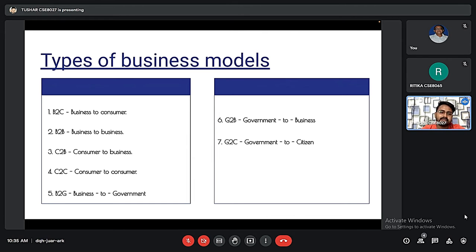Types of business models. In today's scenario, there are seven types of business models. First one, B2C, business to consumer, B2B, business to business, C2B, consumer to business, C2C, consumer to consumer, B2G, business to government, G2B, government to businesses, and G2C, government to citizens.